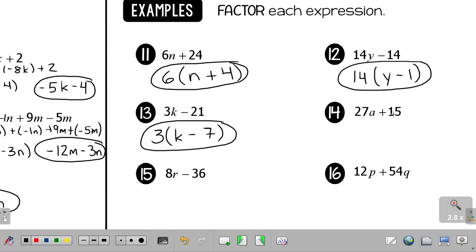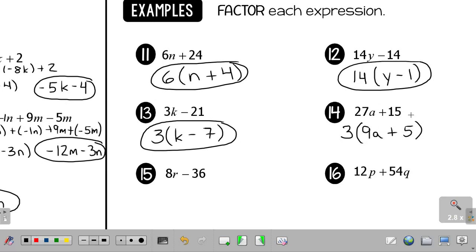27a plus 15. Okay. Once again, a little trickier here, getting bigger numbers, but I'll go ahead and tell you your greatest common factor here is, again, 3. So when you divide out a 3, you're going to get 9a plus 5.